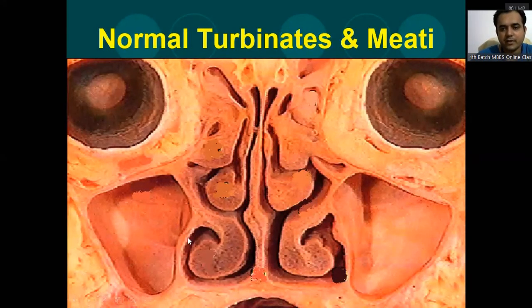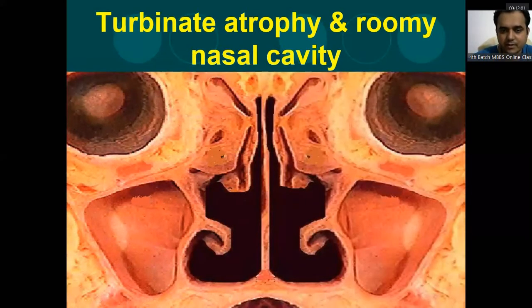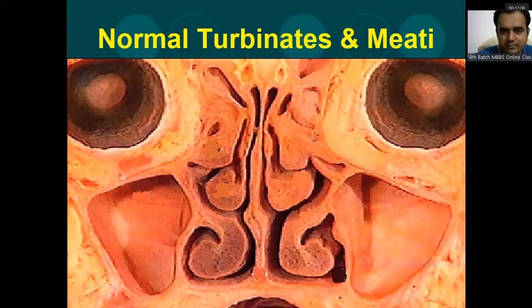Now this is from an anatomy class. The normal turbinates appear like this, right? This is the septum, inferior turbinate, middle turbinate, superior turbinate, the maxillary sinus and the antrum, and the osteomeatal complex is here, right? So how does it appear in atrophic rhinitis? Look here. And now compare it with this.